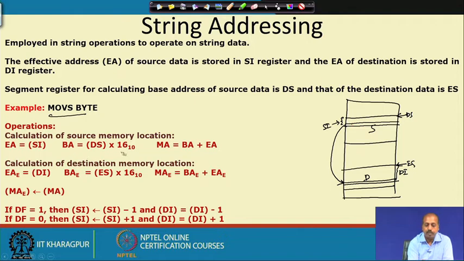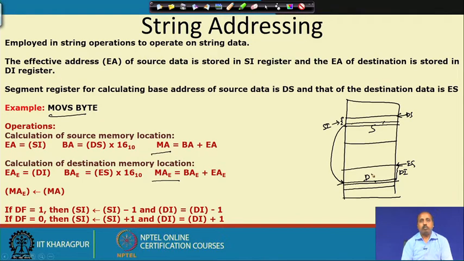So, 16 into DS plus SI. That gives the source memory address, and for the destination address, this is 16 into ES plus DI. So, that is done, and that becomes the destination address. Then this location's content is transferred to this location.